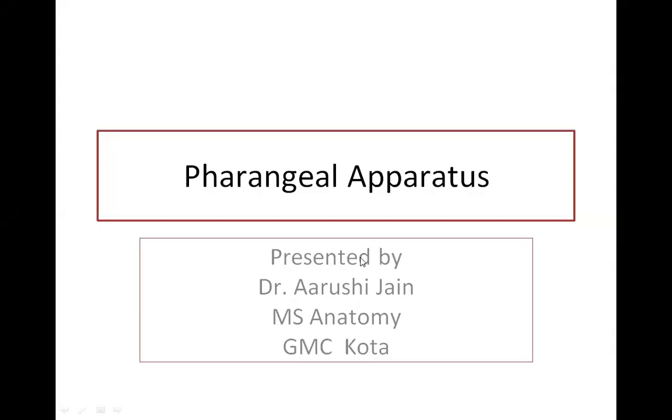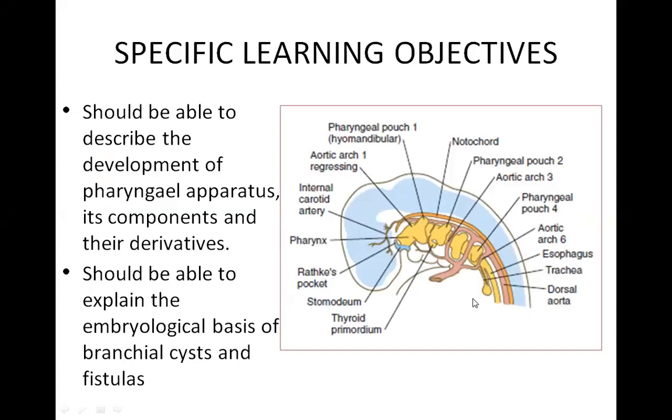Hello students, today we will be studying about the development of pharyngeal apparatus. So in this, our specific learning objectives are that you should be able to describe the development of pharyngeal apparatus, its components and the derivatives, and you should be able to explain the embryological basis of branchial system fistulas. This topic will be covered in our next lecture, that is the pharyngeal apparatus part 2.